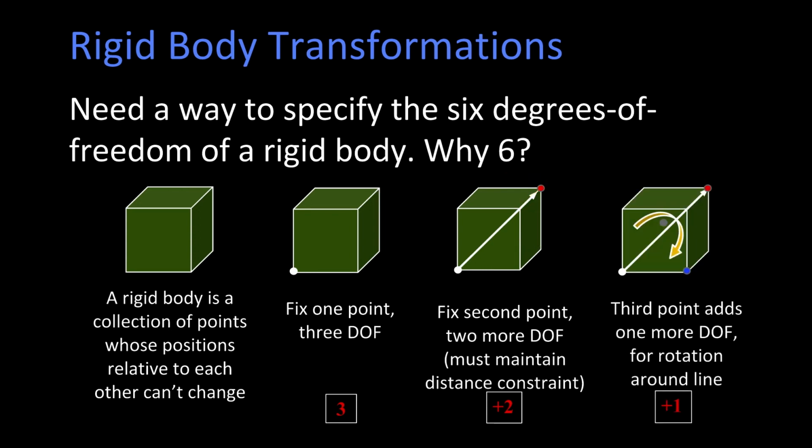And finally, once I have this vector specified, I can rotate, I can spin about that vector. So the cube here, as indicated by this fancy Microsoft PowerPoint arrow that's in here, we can rotate it about that diagonal. So that's 1 more degree of freedom. So that's why there are 6 degrees of freedom for a rigid body.